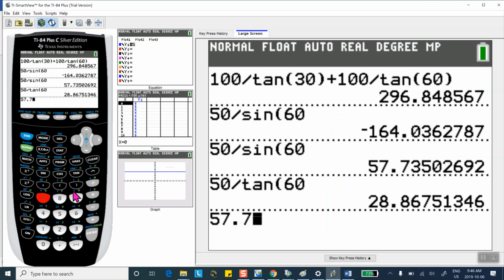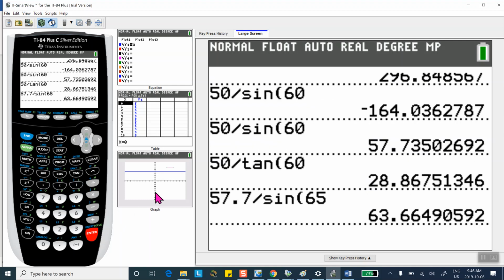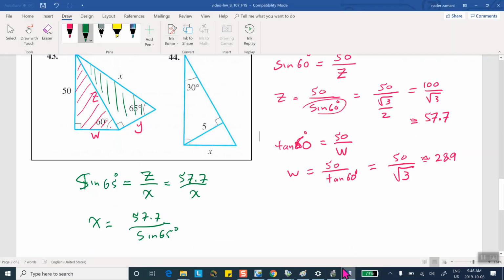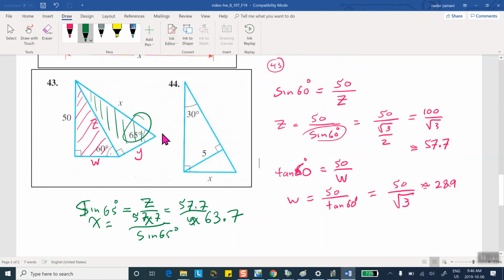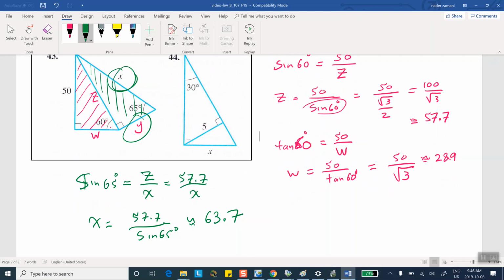57.7 divided by sine of 65, is that right? And X is going to be 63.7, rounded to the first digit. 63.7 is approximately 63.7. Okay, and similarly, you can find Y. Although in this problem, my guess is that when it says solve, it means find the missing X, and this is the end of the road for us.